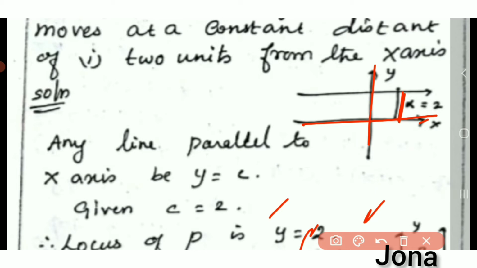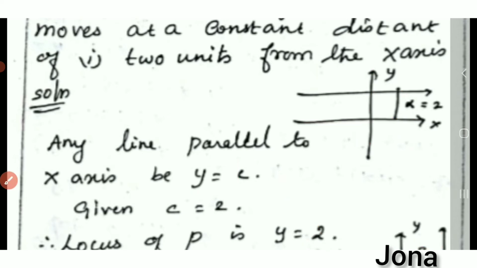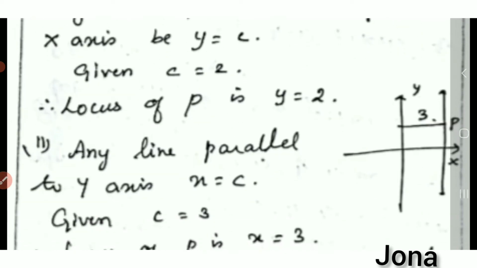Any line parallel to x-axis is y equal to c, that we learnt in 10th standard. So, that c is nothing but 2 here, it's given in the problem, 2 units away from x-axis. So, c equal to 2. Therefore, the locus of P is y equal to 2 here. Okay. So, look at the next second division.